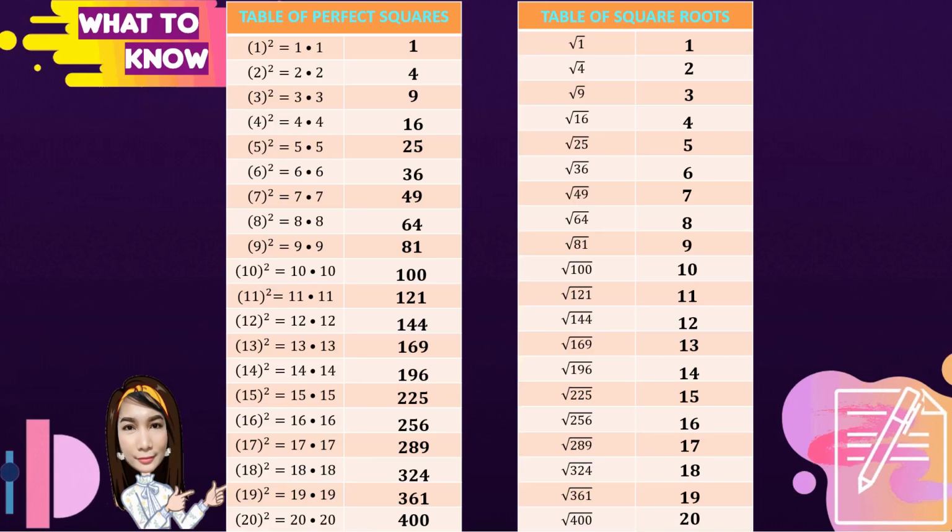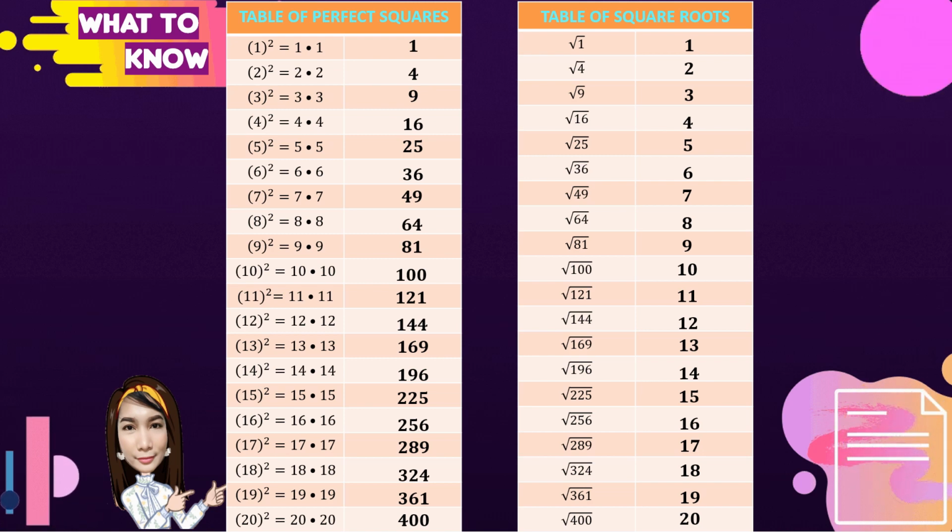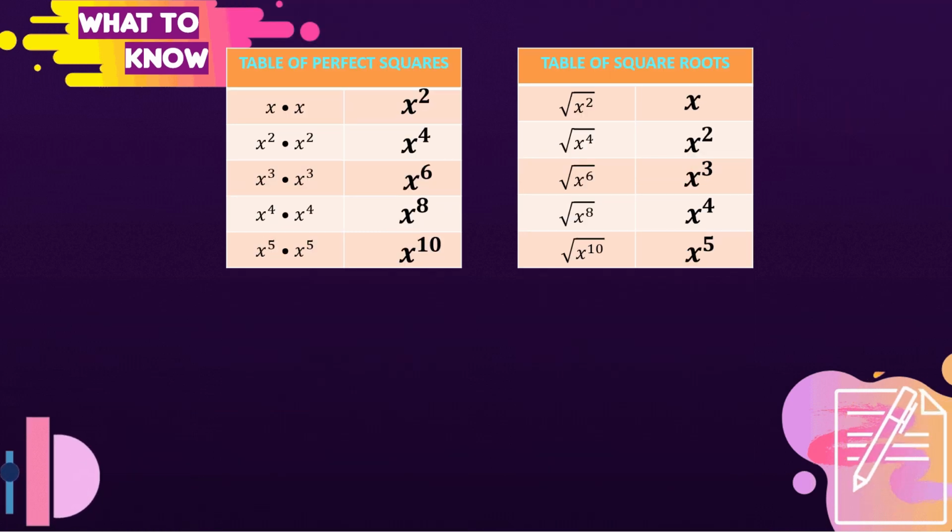In our previous lesson, I already discussed the list of perfect squares and the square roots of perfect squares. So again, you need to know, master, and memorize all of them because they are very essential to many aspects of our future lessons in math. So here, I listed the perfect squares and the square roots given the variables.